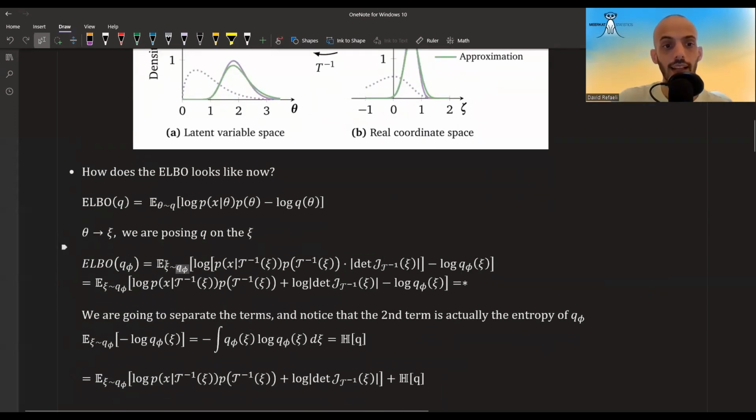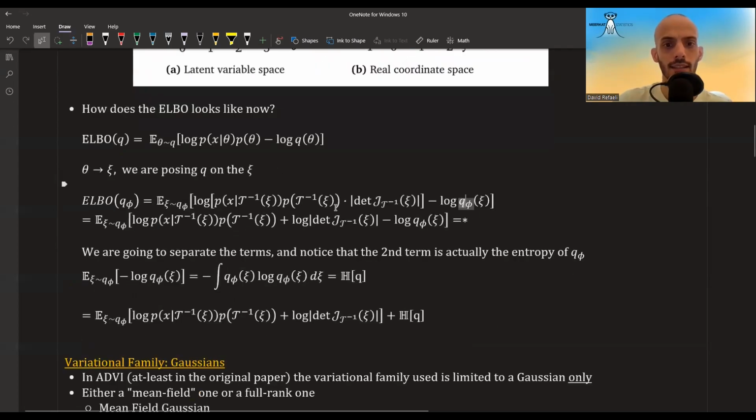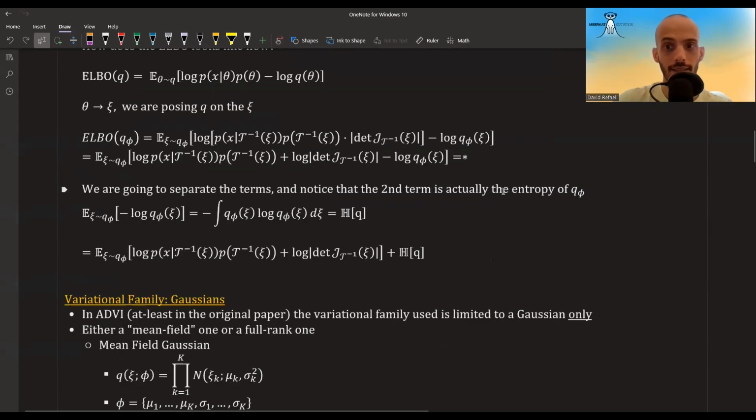Okay, so the ELBO becomes an expectation over the different values of xi coming from q of the log joint, and instead of theta, we will use the inverse transformation here times the Jacobian. And again, here we don't have to do this because we pose the variational family already in the xi space. Okay, the log of the product becomes the sums of logs, and that's it. The second term, we are going to break it away from this expectation because it's just equal to the entropy. Okay, so this thing over here is equal to this, which is the definition of entropy.